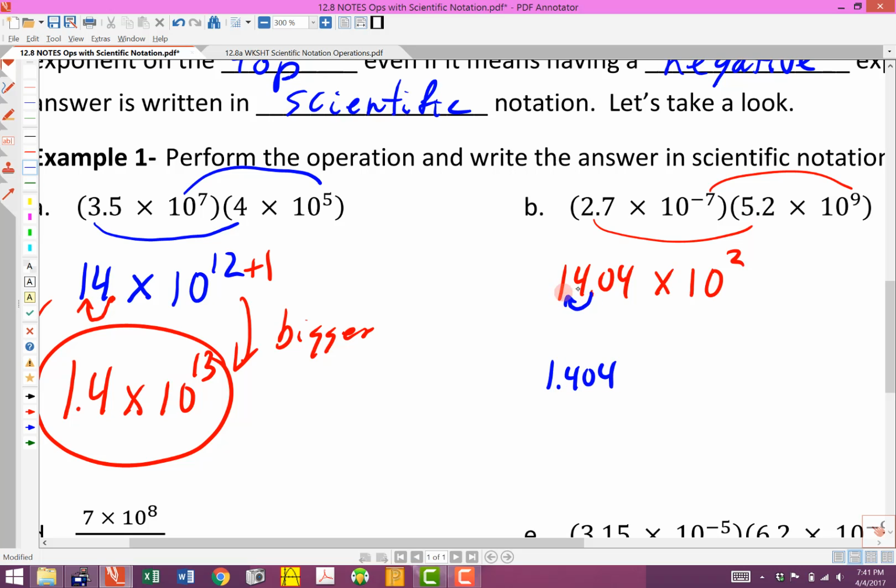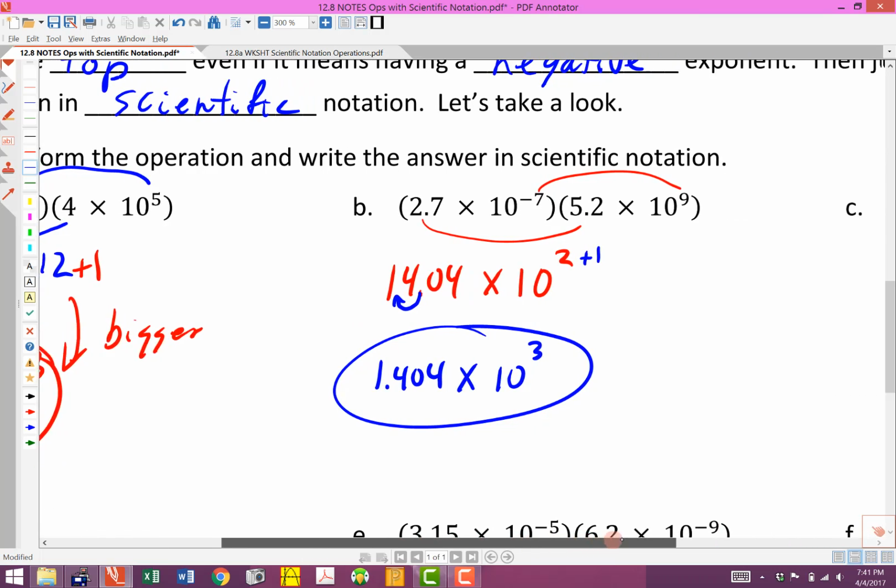So again, you'll notice that we went from 14.04 to 1.404. So we made this smaller, so we're going to compensate by making the exponent bigger. We take the exponent that used to be 2 and add 1, so it's going to be to the 3rd power. And that right there is our answer.